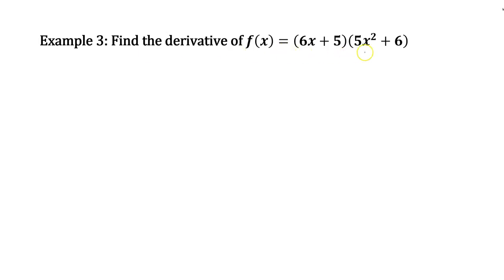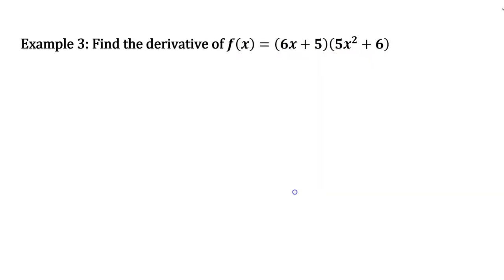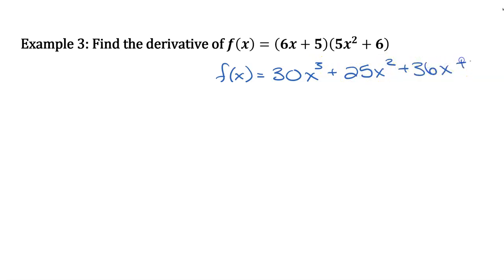Let's find the derivative of f of x of this lovely thing. Well, we don't know how to do this the shortcut way yet, so we're going to have to simplify f of x first. So go ahead and multiply that. So that would be 30x cubed plus 25x squared plus 36x plus 30.